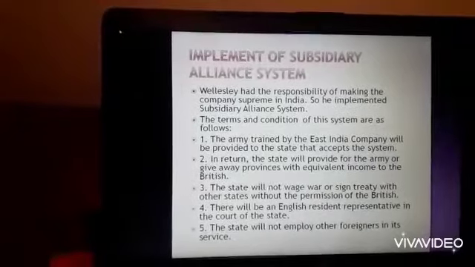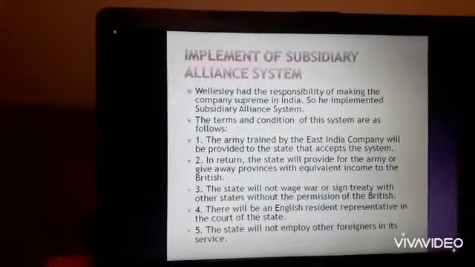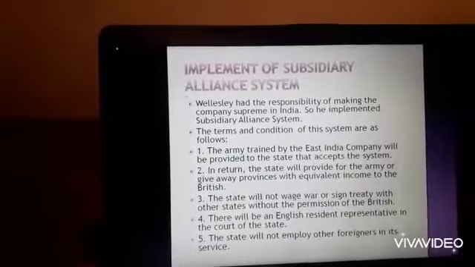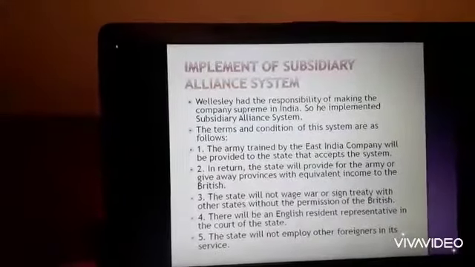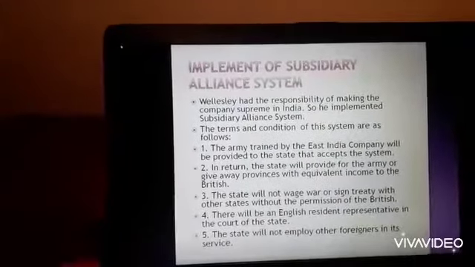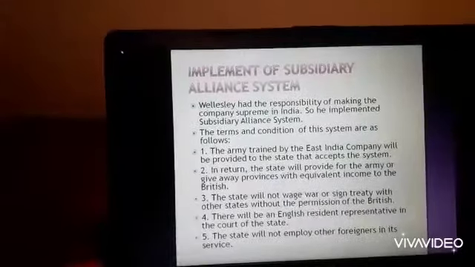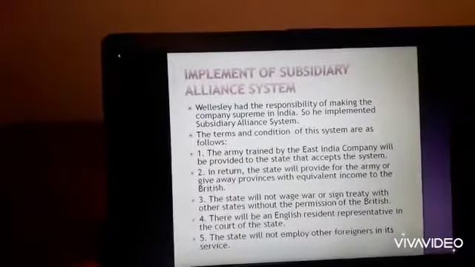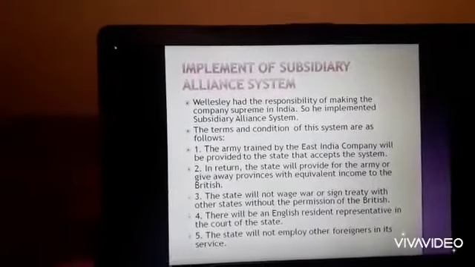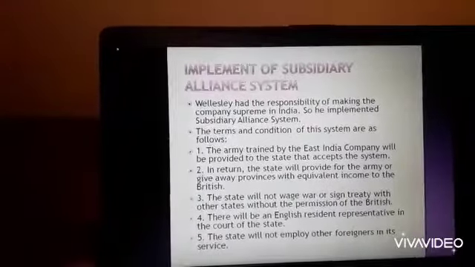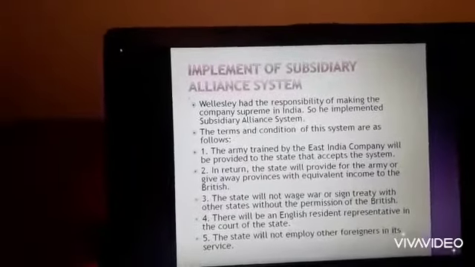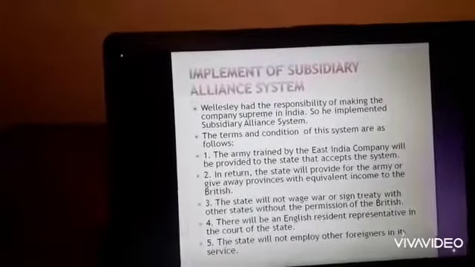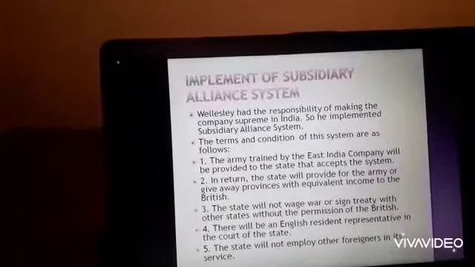So students, now we'll have another topic, that is implementation of the subsidiary alliance system. The fame of the East India Company had declined and the Marathas had become stronger due to the policy of neutrality adopted by Governor General John Shore. His successor, Wellesley, had the responsibility of making the company supreme in India. So he implemented this subsidiary alliance system. Now, what are the terms and conditions of this system?